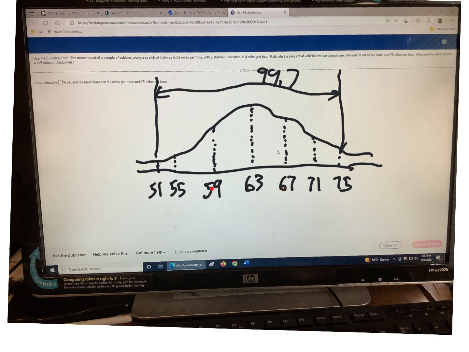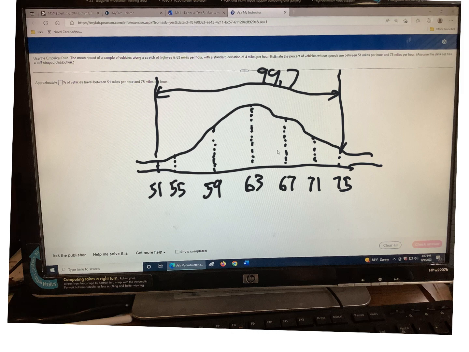If I subtract another 4, I'd be at 55, and add 4 here, I'd be at 71. So from 55 to 71, from here to here, that'd be 2 standard deviations. And I believe this empirical rule says 95% of the data is within 2 standard deviations, or 55 to 71.